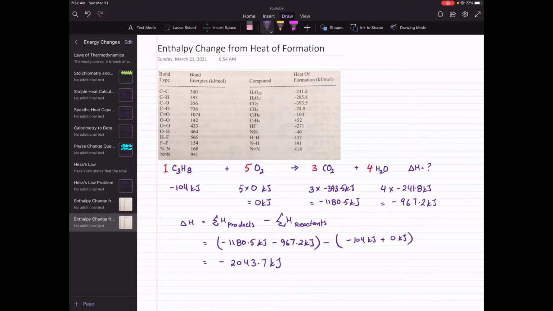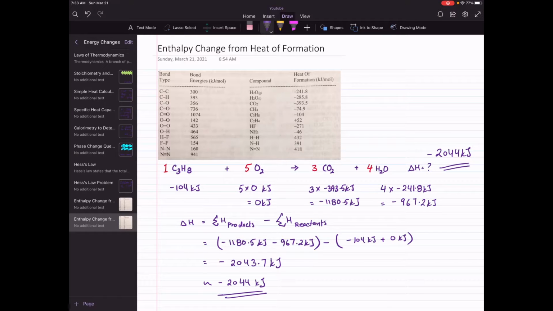All our values, the least specific value, or least significant figure value, was 104, and therefore 0 decimal places, so the answer, rounding off, is negative 2044 kilojoules of energy. So based on this reaction and this information, we can provide a delta H value for this reaction as negative 2044 kilojoules of energy.